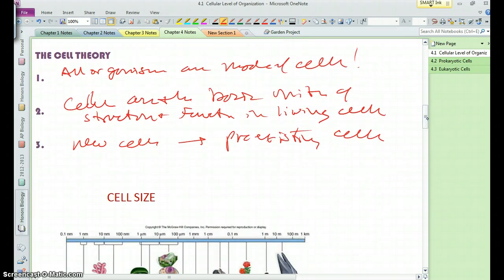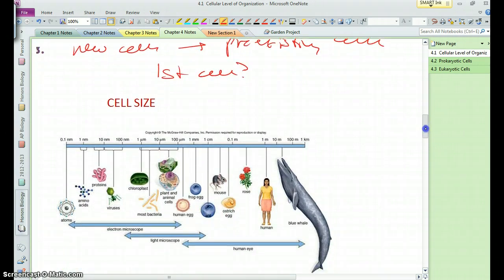Okay. Now, that begs the question, okay, where did the first cell come from then if you have to have pre-existing cells to make them? Well, that is a question you can think about for now. We're going to visit that a little later, but keep that in mind.